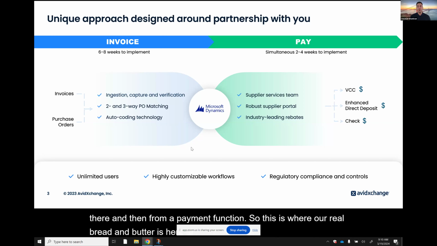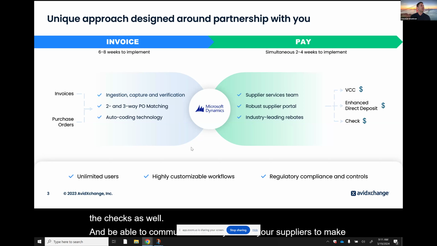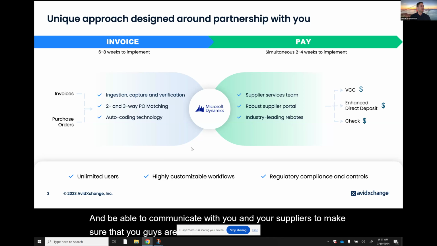And then from a payment function, this is where our real bread and butter is here at the company. So again, we want to be able to take as much off of your plate as possible. So we're, of course, handling all of the check handling. We process about 1 million checks a day. So we really know how to handle checks, and not just delivery of the checks, but the follow-up of the checks as well, and be able to communicate with you and your suppliers to make sure that you guys are still maintaining a really good relationship, because of course the handoff of the money is really important.